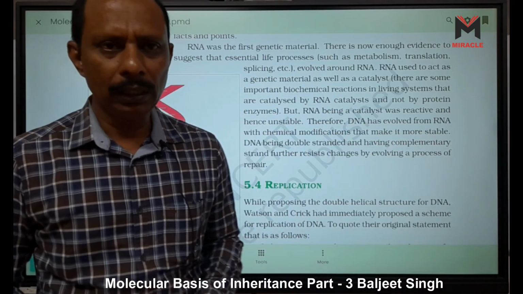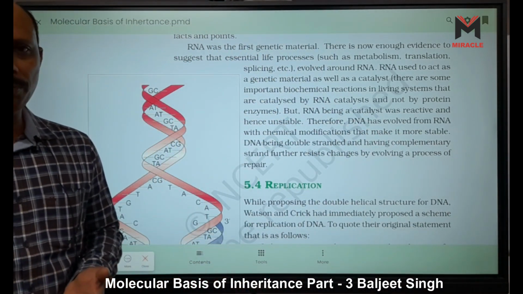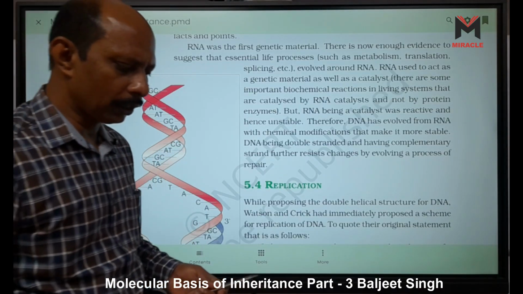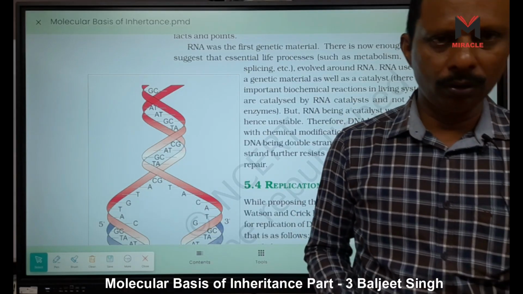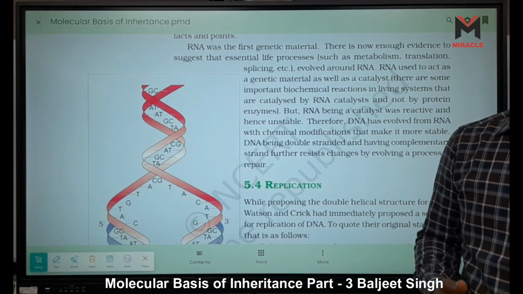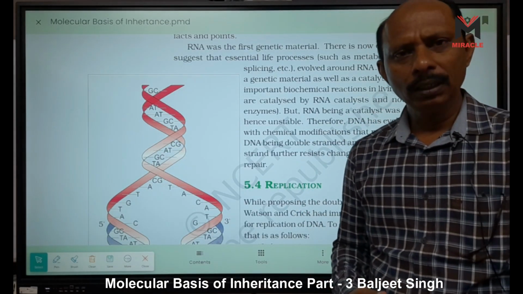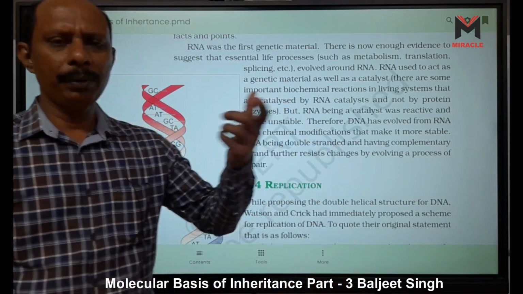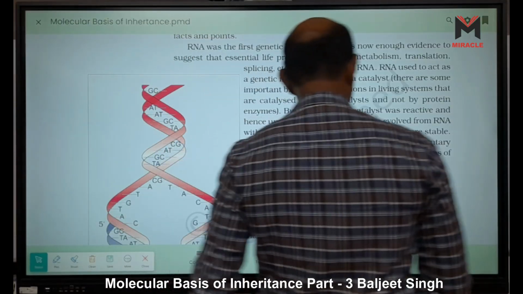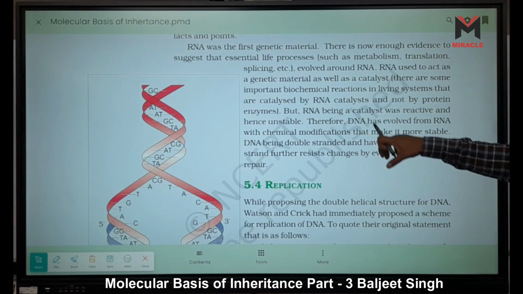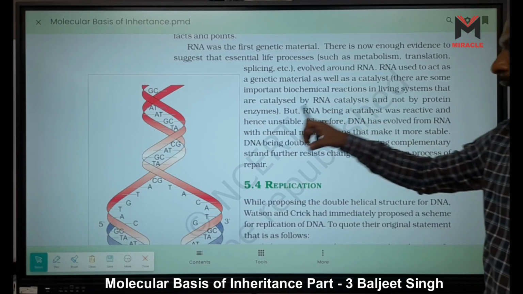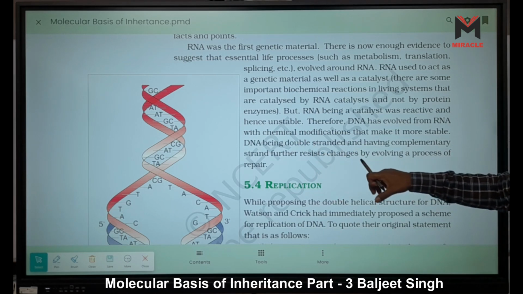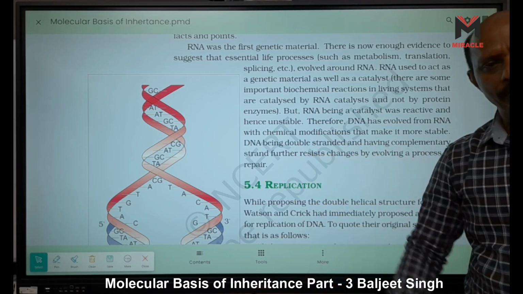So, first RNA is formed, then due to some mutation and chemical modifications happen. What are the chemical modifications? In the nucleotide, the second carbon lacks oxygen, so it becomes deoxyribose. Also, thymine was uracil. What happens? A methyl group attaches to uracil and it becomes thymine. These chemical modifications make it more stable. DNA being double stranded and having a complementary strand further resists change by evolving a process of repair, right?